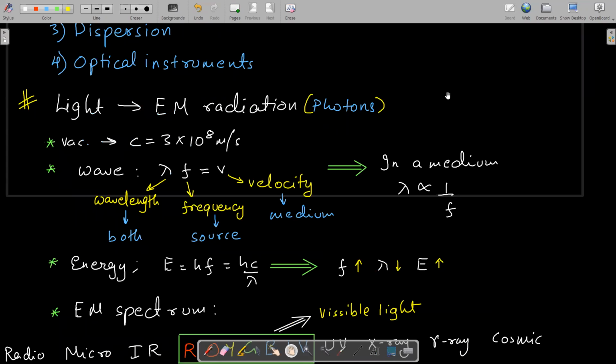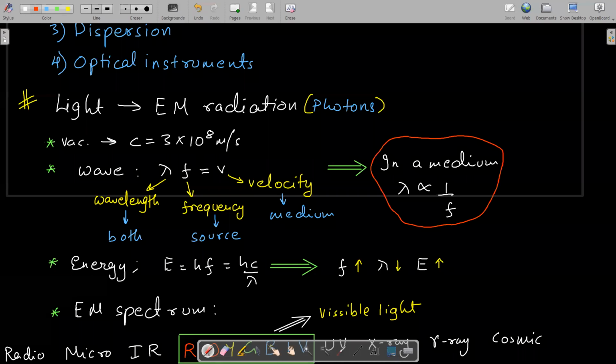We could say that light is an electromagnetic radiation, or it's also photons, and in vacuum it moves with a speed of 3 into 10 raised to 8 meter per second. Now, for any general wave, the product of wavelength and frequency is equal to its velocity. The velocity depends on the medium, while the frequency depends on the source, hence wavelength depends on both. For a given medium, wavelength is inversely proportional to frequency, because the velocity would be fixed in that medium.